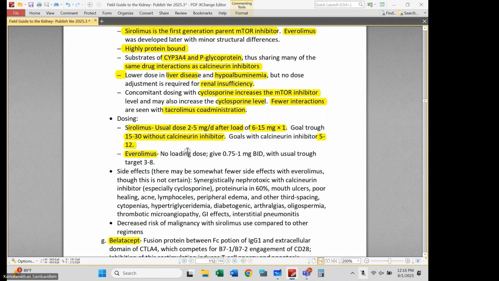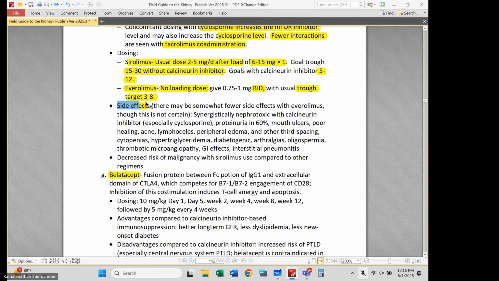Everolimus, because it doesn't have a long half-life like sirolimus, you give twice daily. Sirolimus, you don't have to give twice daily because it has a very long half-life. And you don't have to give it with a loading dose. Some typical trough levels that we'll see are somewhere around 3 to 8, okay?